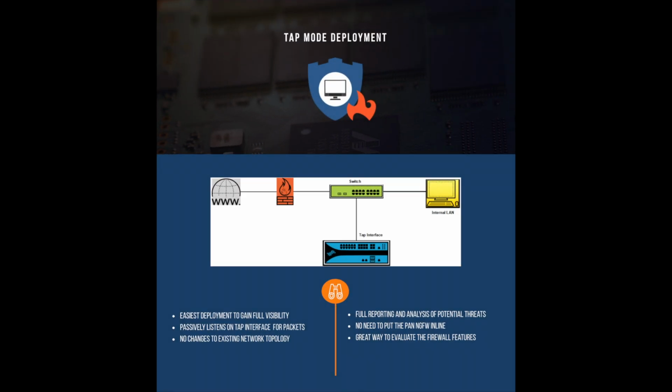So what exactly is tap mode? The primary function of the tap deployment mode is to provide visibility of traffic that is traversing the network without making any obtrusive changes to the network design. A copy of the traffic is sent to the Palo Alto's firewall tap interface, which allows the firewall to identify application and detect threats. However, in this mode, no enforcement can take place as traffic does not pass through the firewall.